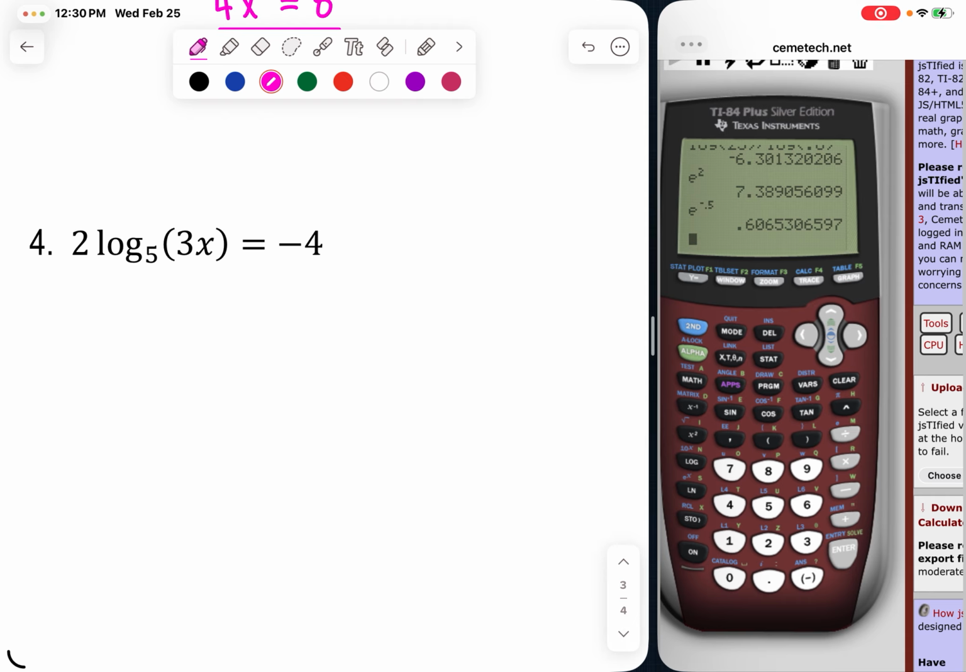All right, here's the next one. It's just like the last one. It's got 1 log in it. I need my log to be isolated, so I need this to be by itself. So I am going to divide both sides by 2.